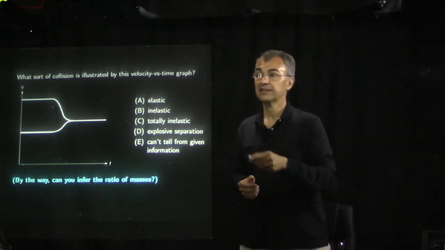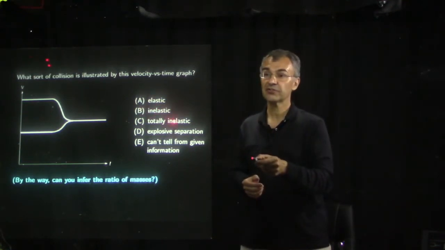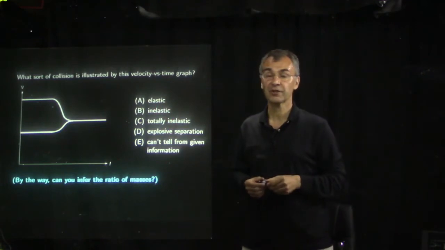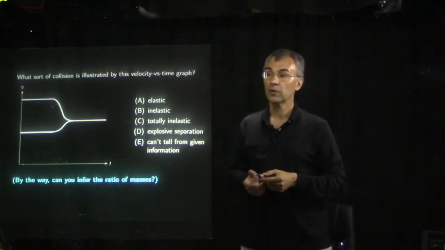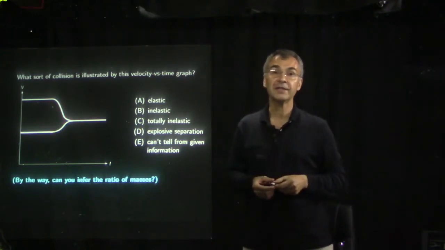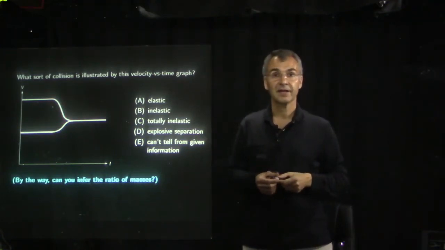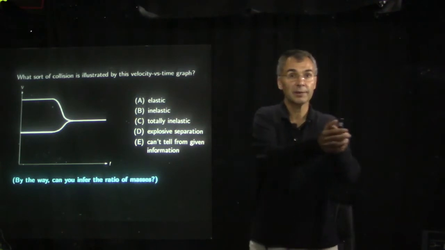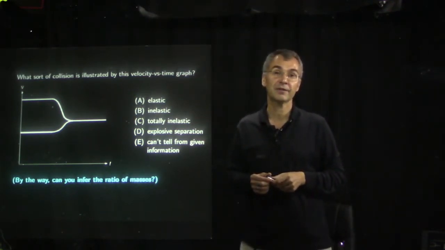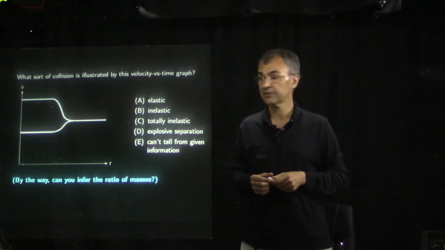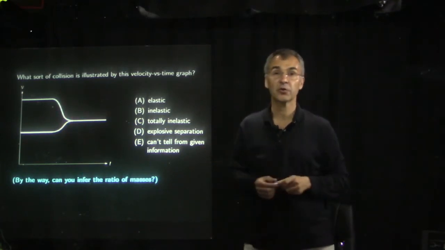What kind of collision is illustrated by this velocity versus time graph? Is it elastic, inelastic, totally inelastic, explosive separation, or what? Well, what is the relative speed in the final state? It seems like in the final state, the two objects have the same velocity. So it seems like the relative speed in the final state is zero. What kind of collision is that? I think that's a totally inelastic collision. So I would say that this is a totally inelastic collision.